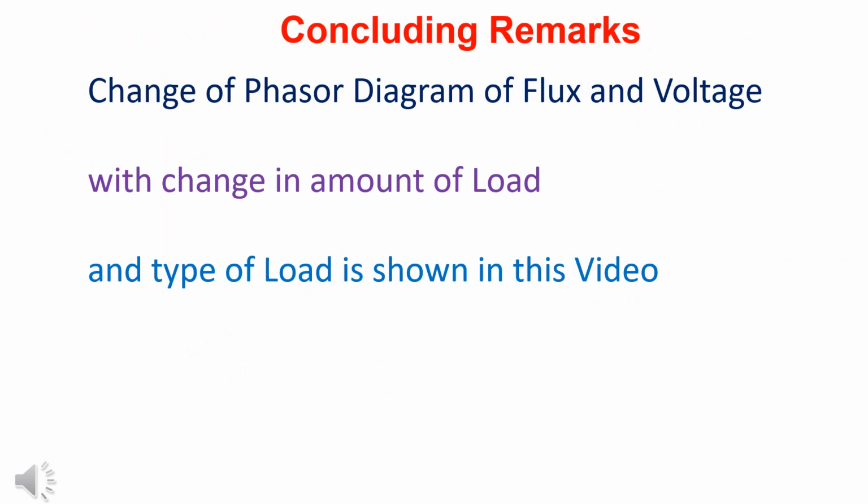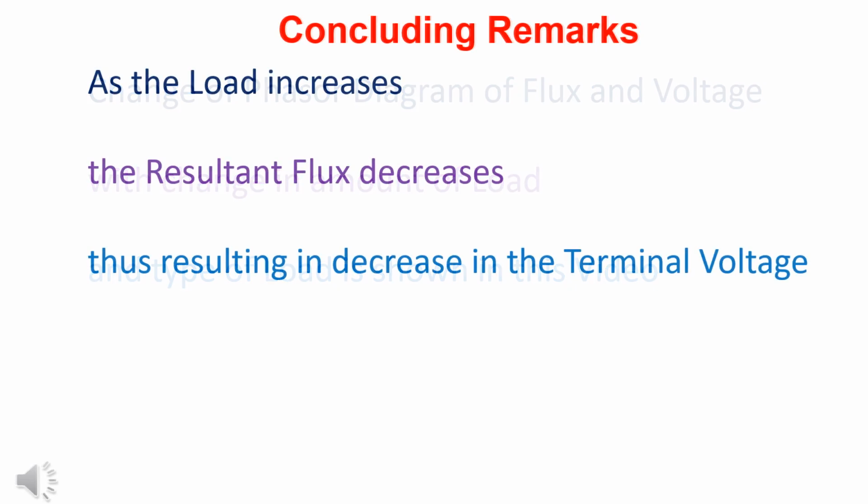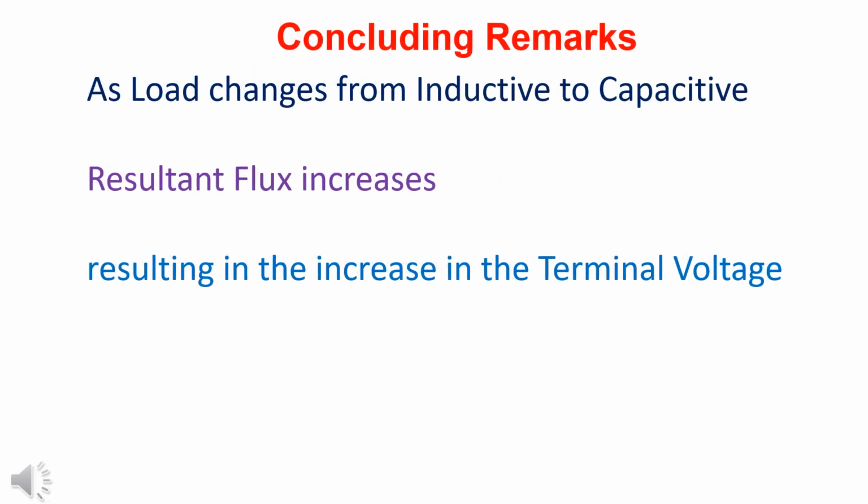In this video, we have seen the change in phasor diagram of flux and voltage with change in load and type of load. As the load increases, resultant flux decreases, resulting in the decrease in the terminal voltage. As the load changes from inductive to capacitive, resultant flux increases, resulting in the increase in the terminal voltage.